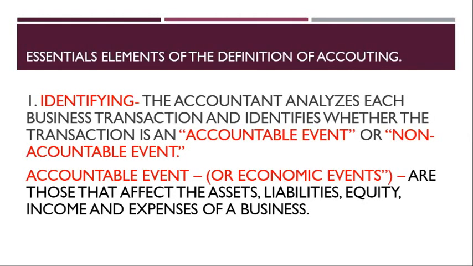When we say identifying, the accountant analyzes each business transaction and identifies whether the transaction is an accountable event or non-accountable event. So the first thing that an accountant should do is to identify if that is to be recorded or not. Accountable events are those that affect the assets, liabilities, equity, income, and expenses of our business. In every transaction that is happening in the business, the accountant needs to identify if it is accountable or non-accountable.